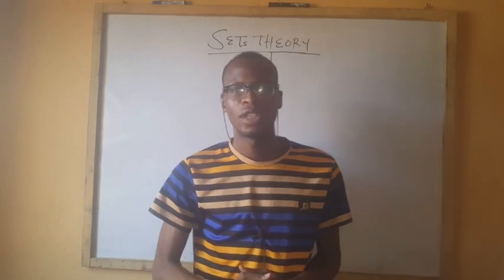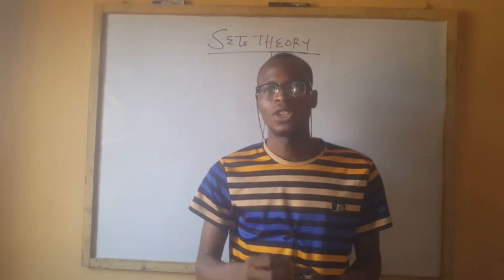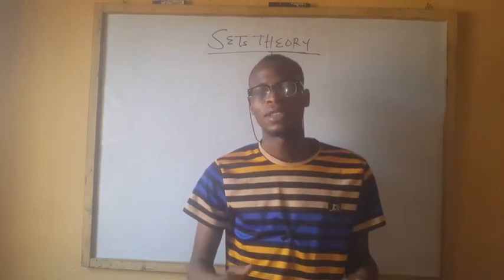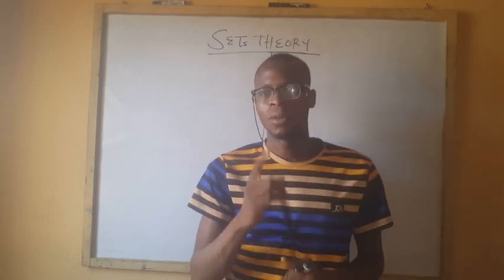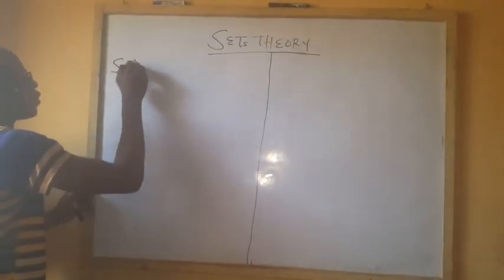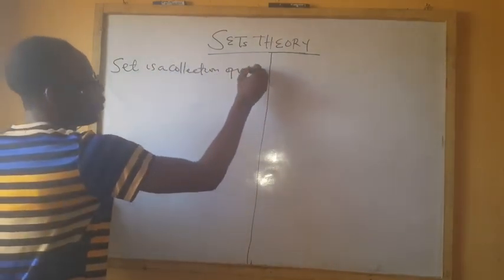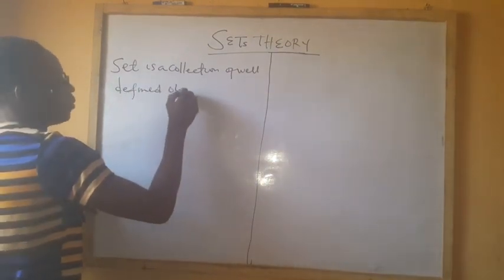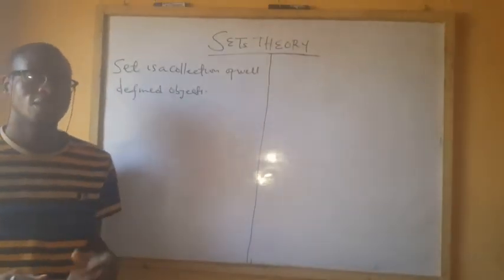In this lesson, we'll be looking at set theory. What is a set? A set is a collection of objects. Objects mean numbers, things, places. Generally, this definition of set is acceptable, but precisely, a set is a collection of well-defined objects. Now, take note of that word, well-defined objects.